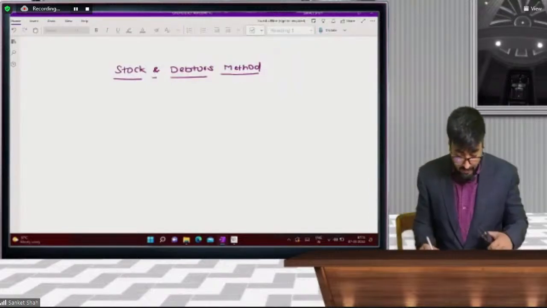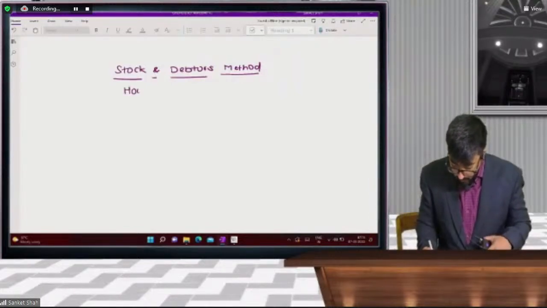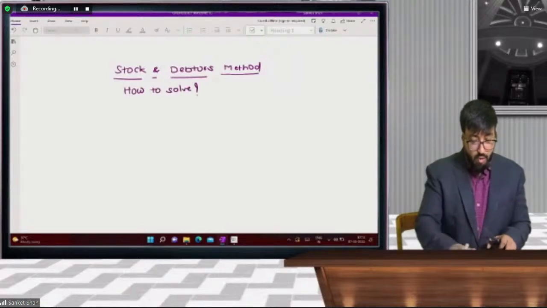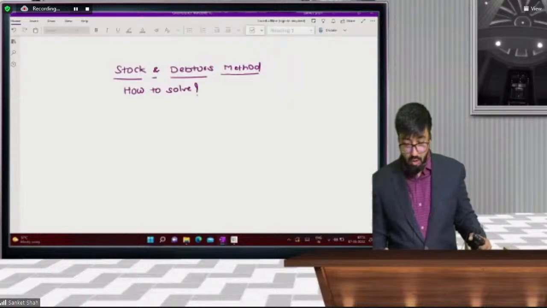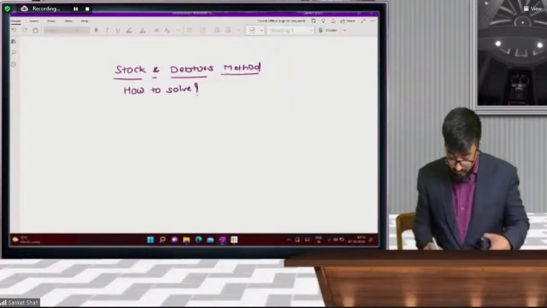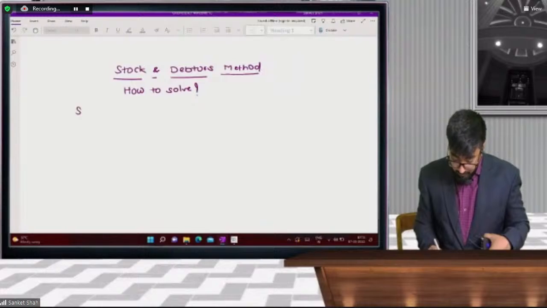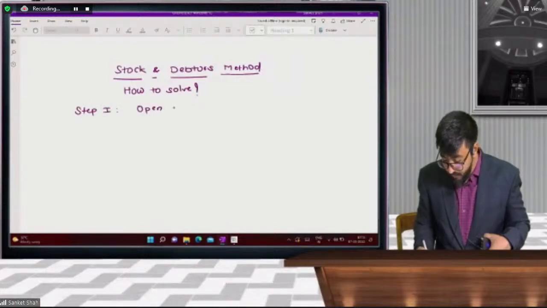So stock and debtors method. Write down stock and debtors method. How to solve stock and debtors method? Step 1, open following accounts.